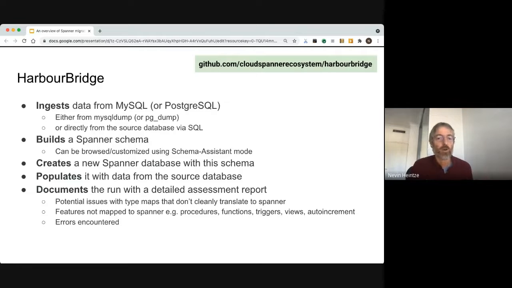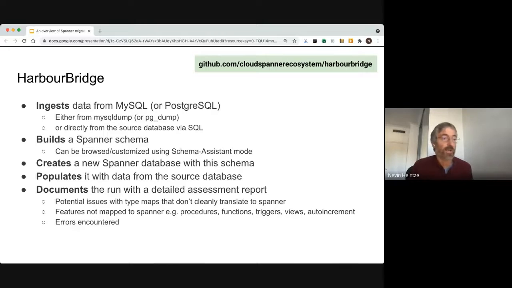So here's a sample workflow where Harbour Bridge is run and it ingests data from a MySQL or Postgres database. And we can either use dump formats like MySQL dump or PG dump, or directly access the database using select queries and extract schema information using information schema tables. It builds a Spanner schema, creates a database and populates it with data from the source database.